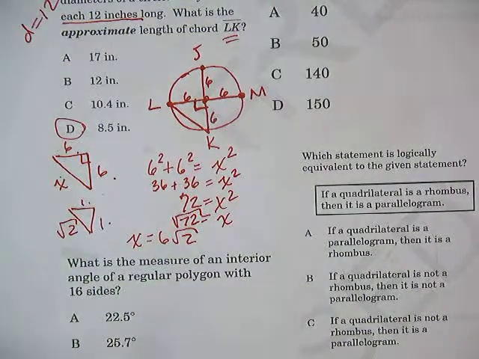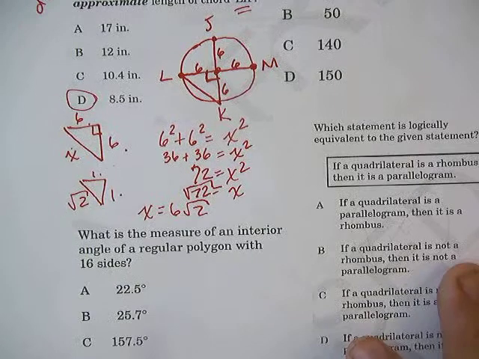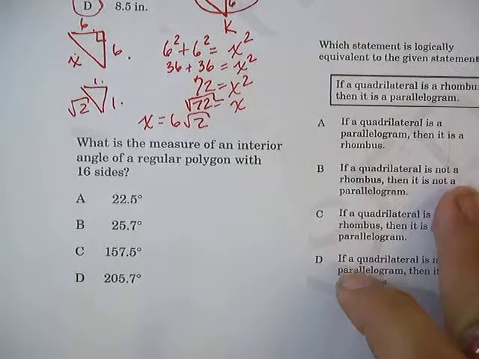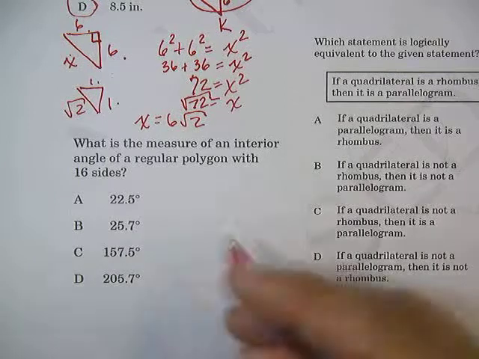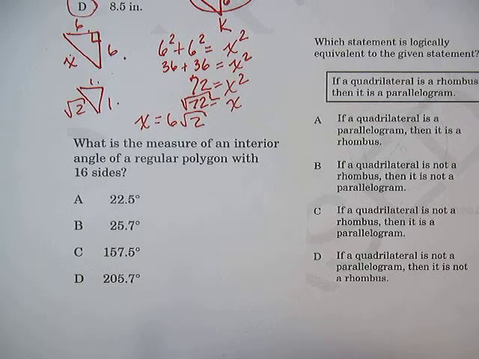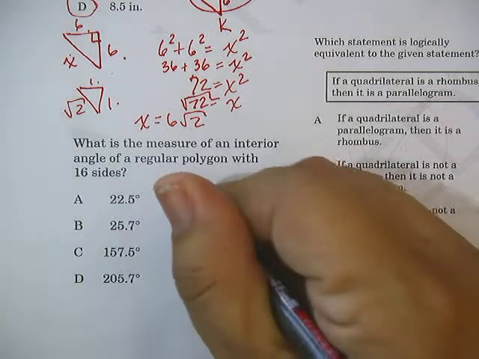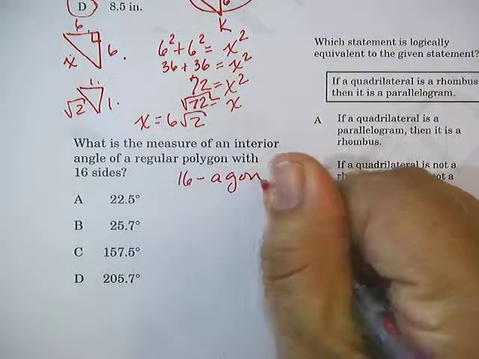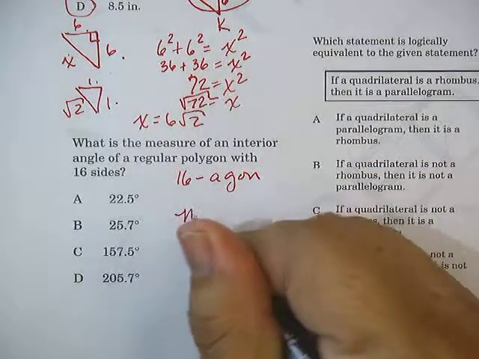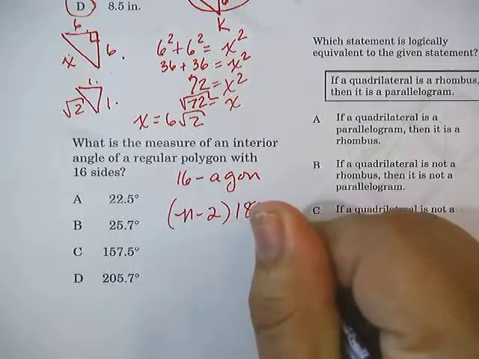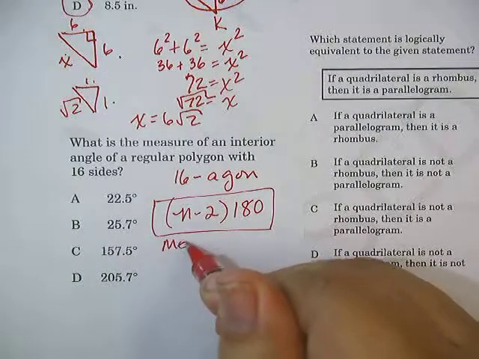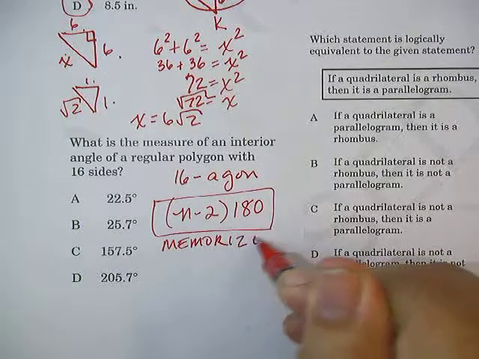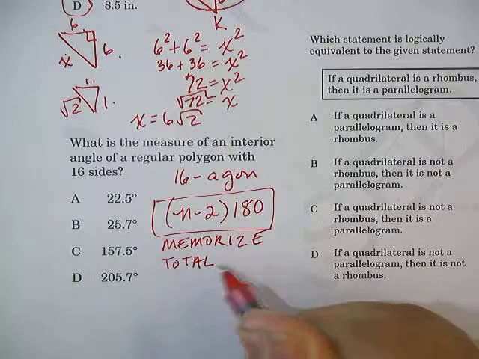All right, the next problem is, what is the measure of an interior angle of a regular polygon with 16 sides? Now, a lot of people are tempted to say, oh, I need to divide 360 degrees by 16 to find this. But really, this is not a quadrilateral. This is a 16-gon. Which means it has n minus 2 times 180 degrees. This formula is not on your math chart. Memorize this. What this gives is the total number of degrees.